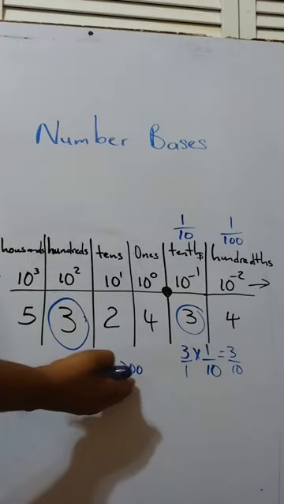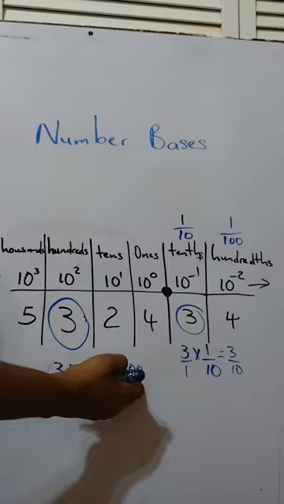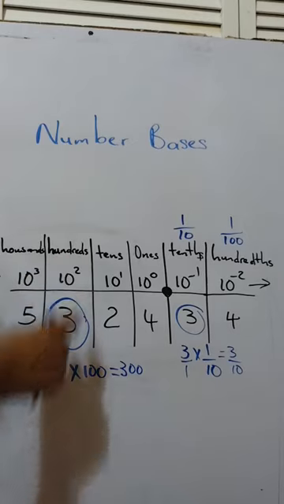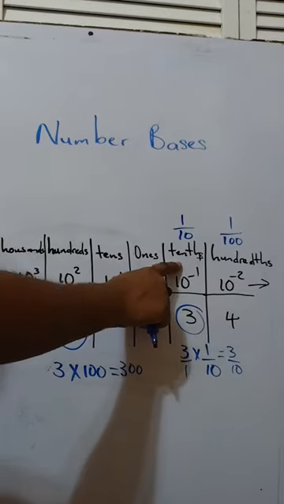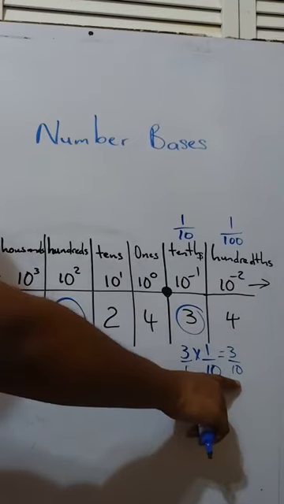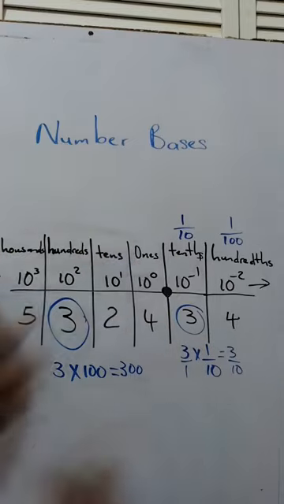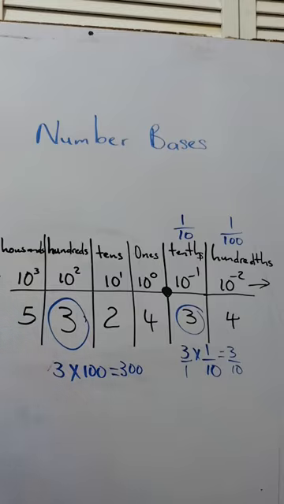Notice how this is 300 because it's in the hundreds column, but this is 3/10 because it is in the tenths column, and this is written as a fraction because it is less than 1. So this is how we know the value of a number and can represent the value of a number in the base 10 system.